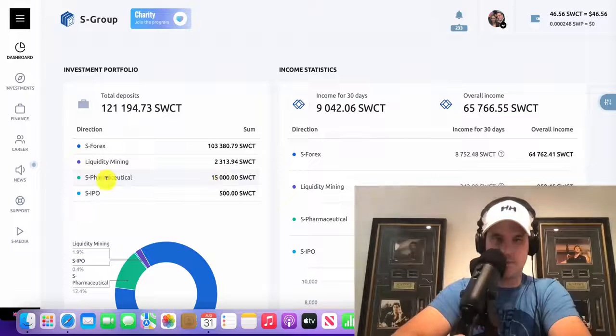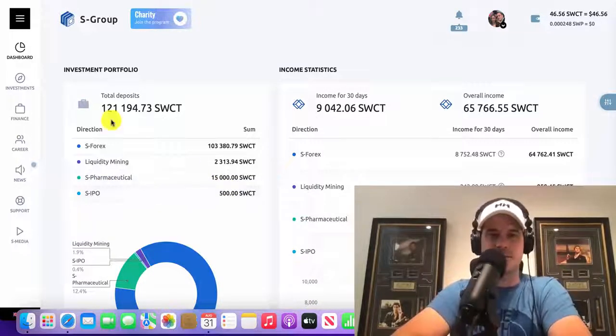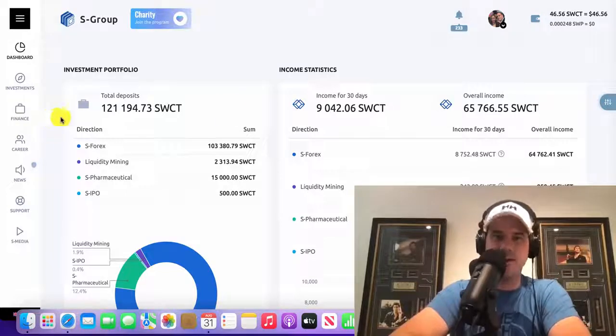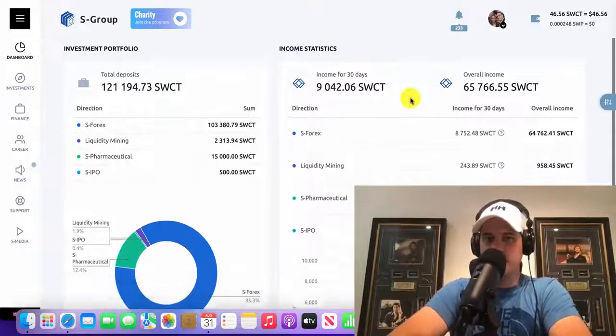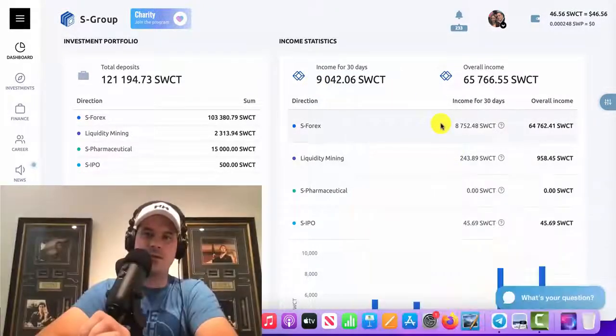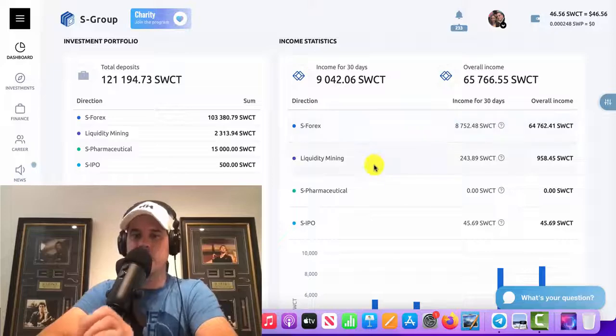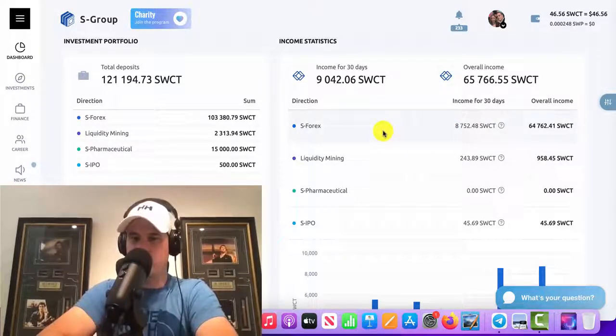I've got 15,000 in S-Pharmaceutical, and then S-IPO, I've got 500 in there because I'm just testing that out because it's the first year for that. Okay. So over here, last 30 days of income through all these investments, the only investments that are paying me a daily passive income are Liquidity Mining, the Forex market, and the S-IPO.